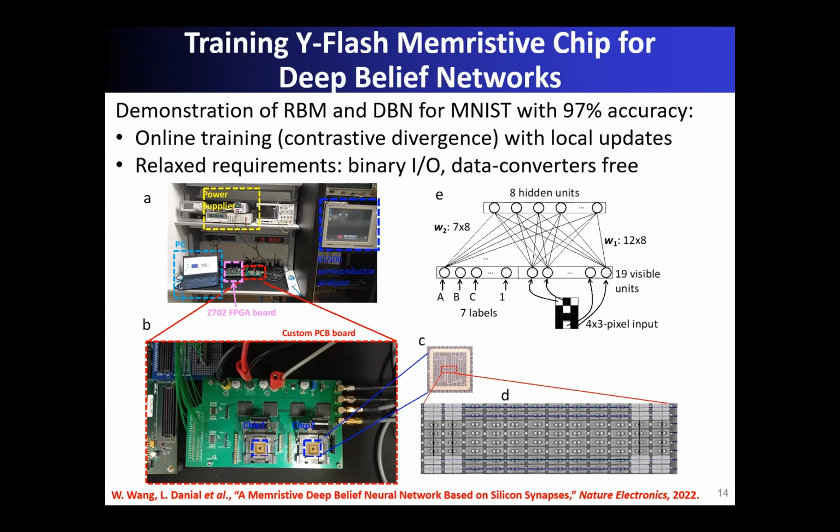Actually, this kind of algorithm relaxes the requirements of the building blocks, including the data converters. Because the neural states are fully binarized, it mitigates the exponential IV relationship of the floating gate memristive device, and also mitigates the expensive data conversion.